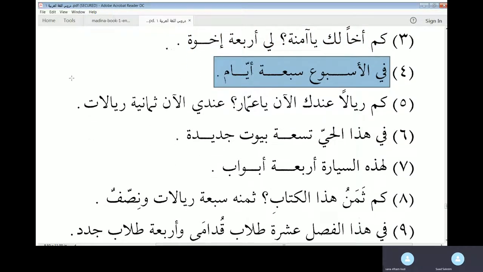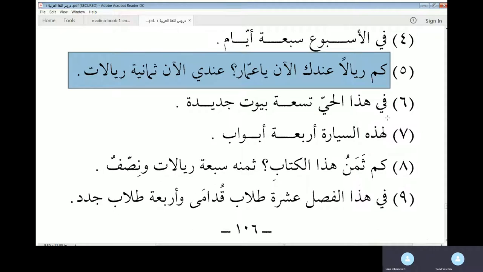Fil usbu'i sab'atu ayyamin. In the week, how many days? Okay, in the week, sab'atu ayyamin. There are 7 days. Kam riyalan indaka al-an ya Ammar? How many riyals do you have now, O Ammar? Indi al-an samaniyatu riyalatin. I have 8 riyals now.